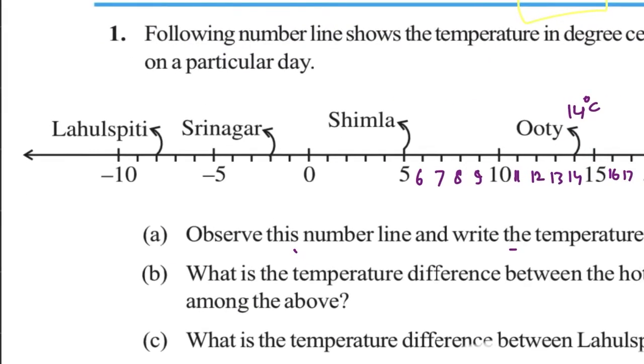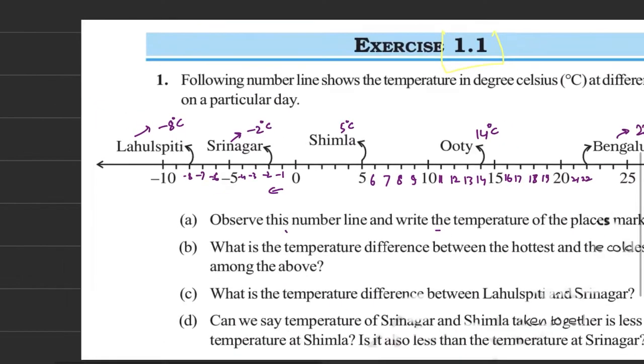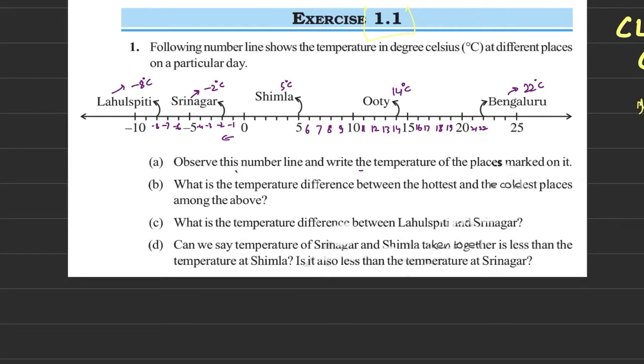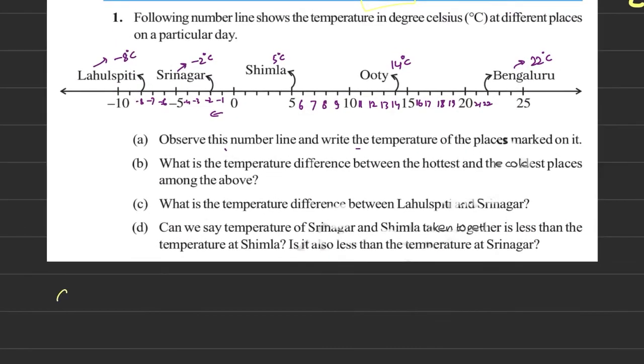And the left side of 0 is negative, this is -1, -2. Therefore, the temperature of Srinagar is -2 degrees Celsius. And this is -3, -4, -5, -6, -7, -8, and the temperature of Lahaul Spiti is -8 degrees Celsius. Okay, you have observed this carefully. And here is question A: observe this number line and write the temperature of the places marked on it.